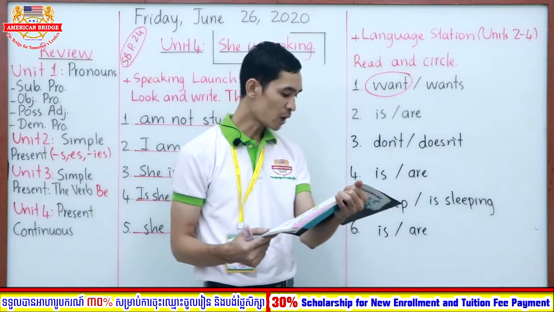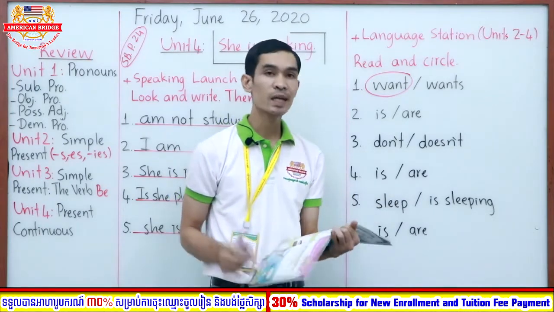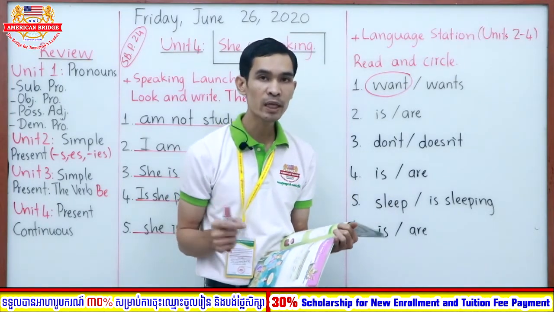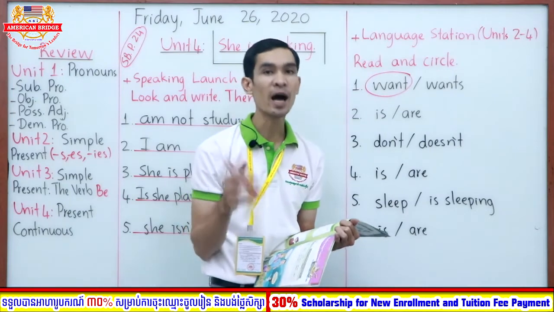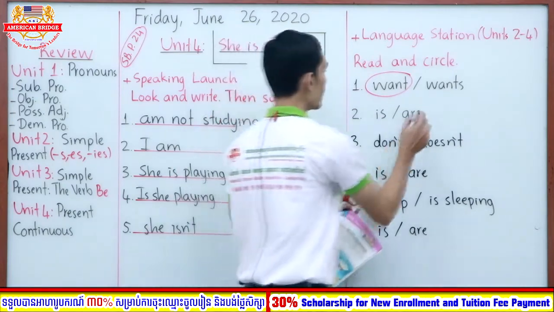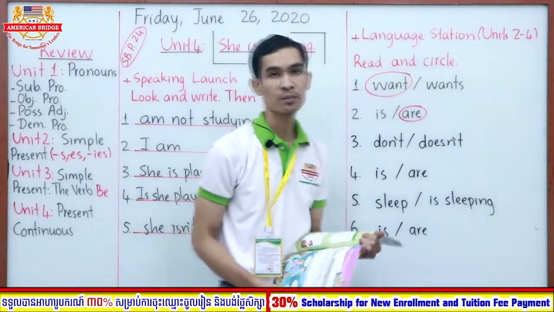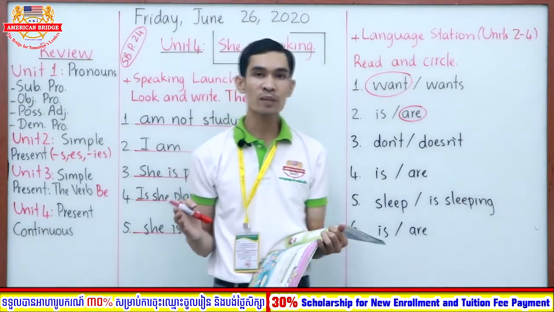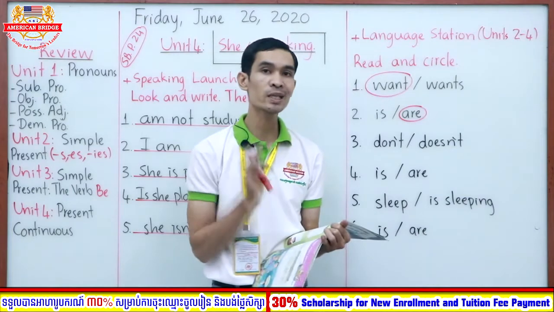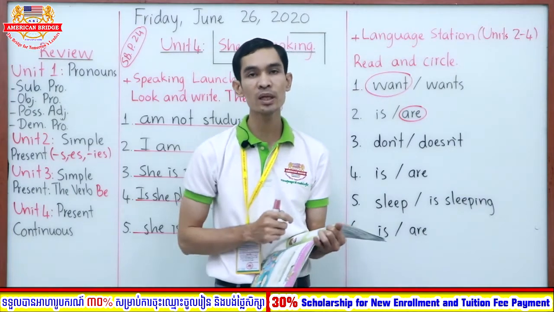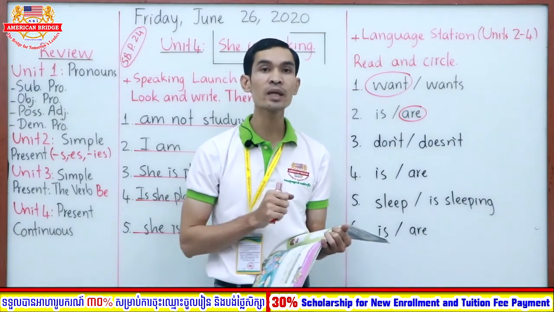Okay. How about number 2? They is or are. They use with are. Very good. They are hungry. How about what subject use with is? He, she, it, right? He, she, it use with is. And I use with am, right?